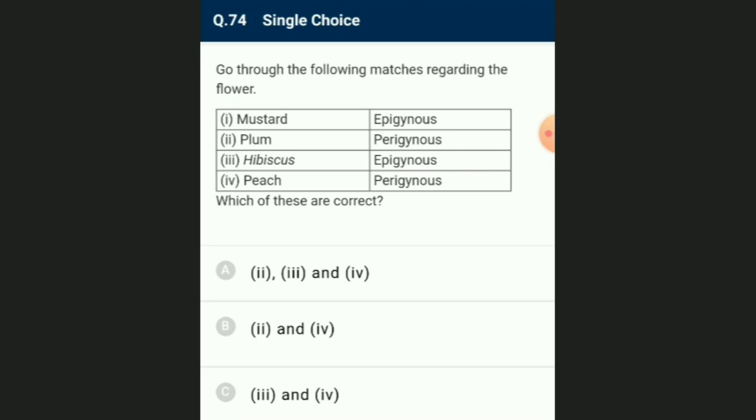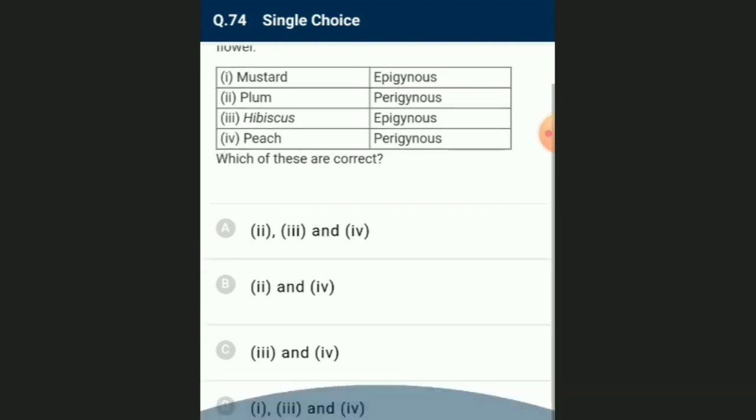The ovary in this case is superior, example cherry. When sepals, petals and stamens arise from the top of the ovary or from the hypanthium that is inserted above the ovary, it is known as epigynous. The ovary in an epigynous flower is inferior. So the answer is option B. Second one, plum, is perigynous; fourth one, peach, is perigynous. Second and fourth are correctly matched.